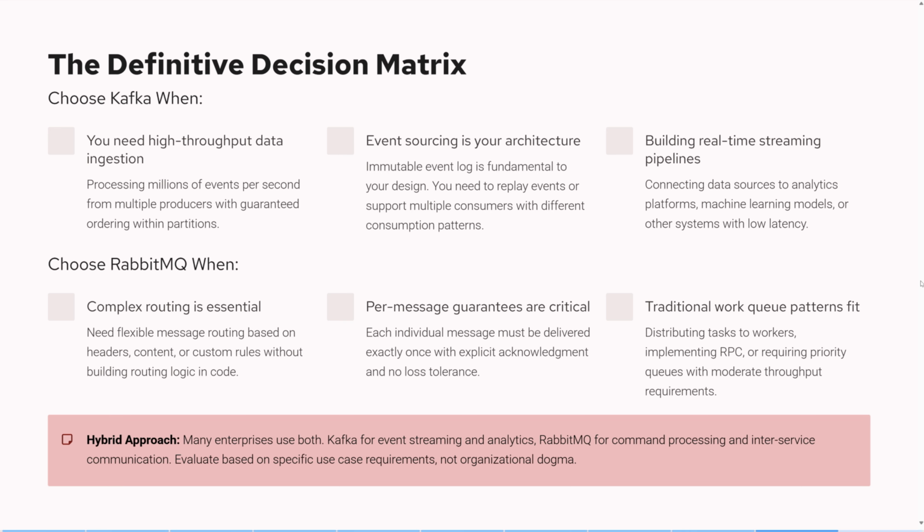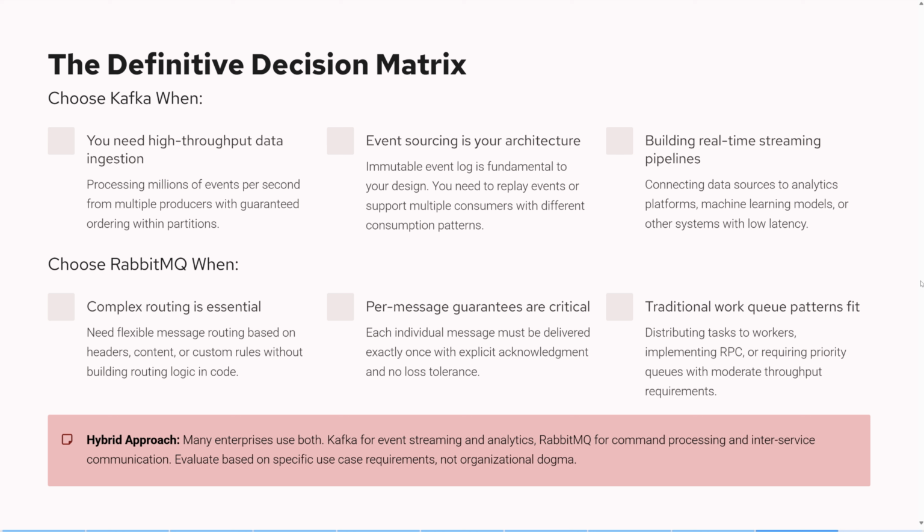So, how do you decide? Kafka is the right choice when you need to ingest and process massive volumes of data, when event sourcing is central to your architecture, or when you're building real-time streaming pipelines. RabbitMQ is the better choice when complex routing is essential, when each individual message must be delivered reliably, or when traditional work queues and priority-based processing fit your use case.